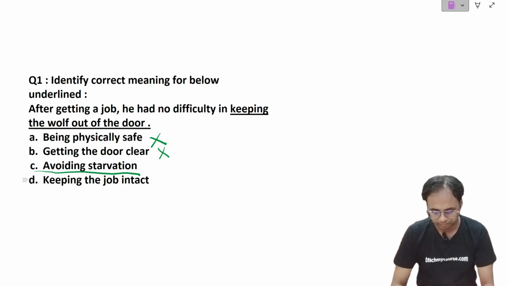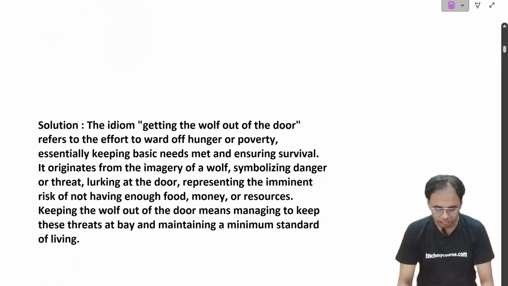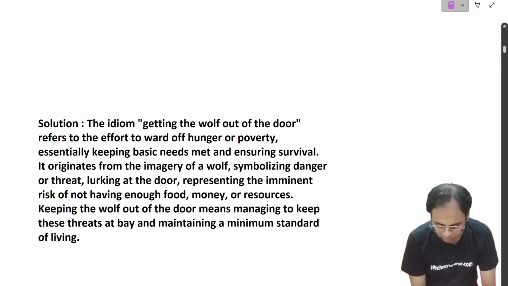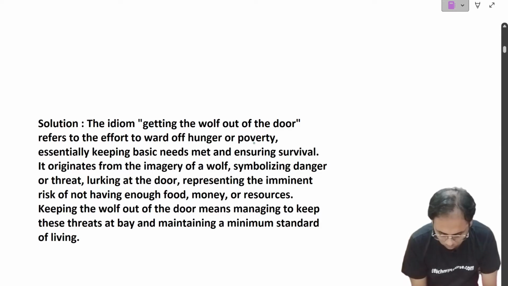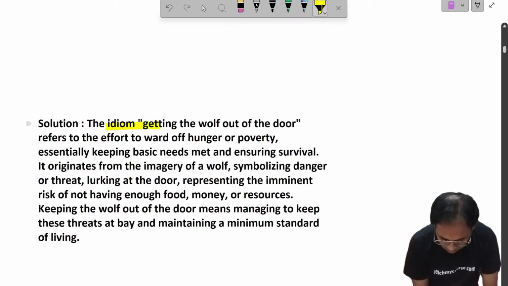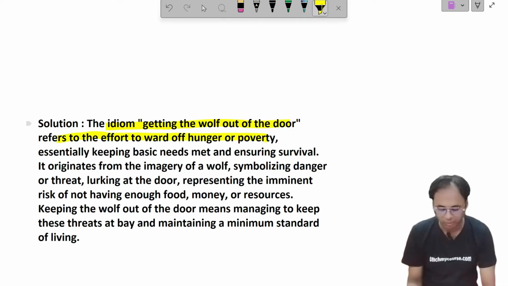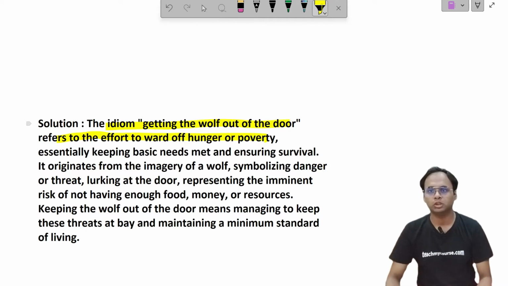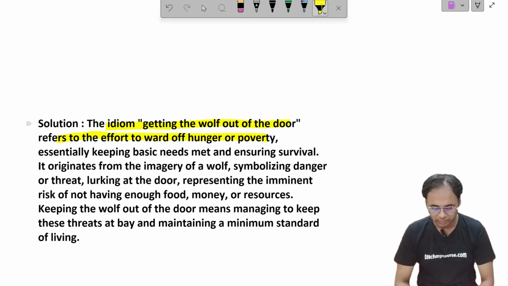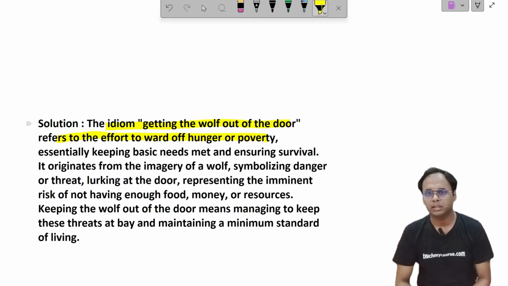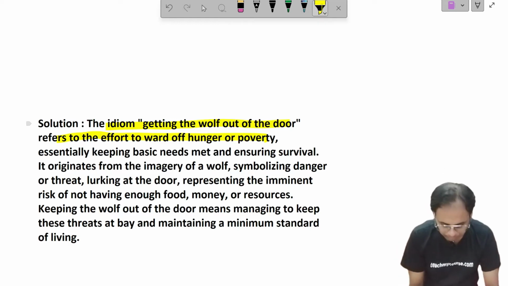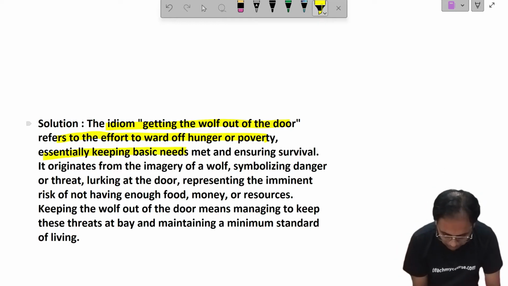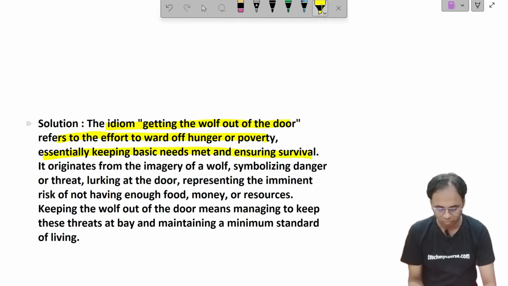Let's see the explanation. So the idiom keeping the wolf out of the door, what does that mean? Okay, it refers to an effort to ward off hunger or poverty. Like after getting the job, the guy got some money and now he is able to fulfill the requirements. So obviously he is warding off hunger. He doesn't need to be hungry, he is obviously getting the food because he got the job. So essentially keeping basic needs met and ensuring survival.